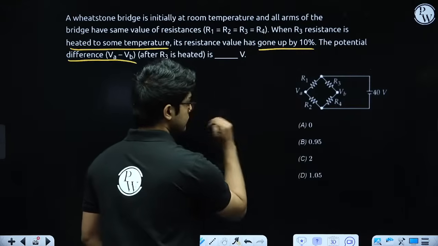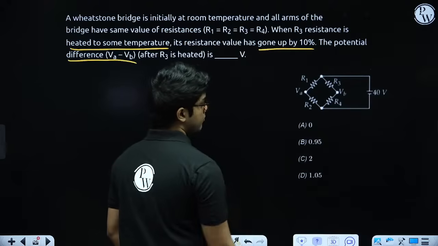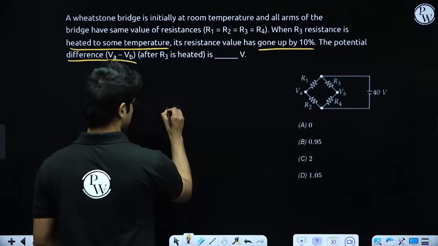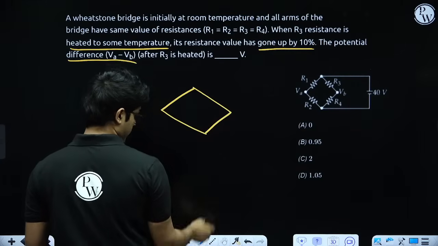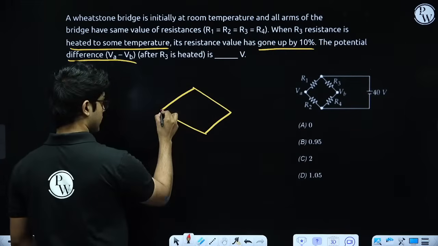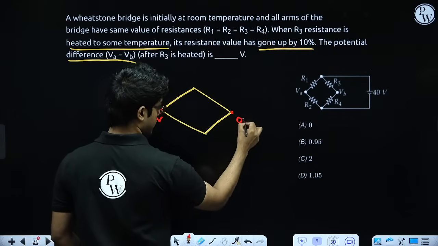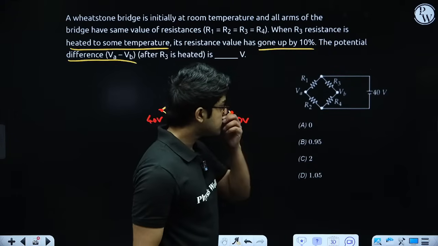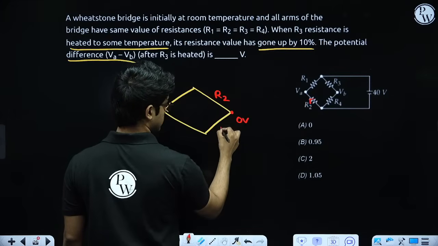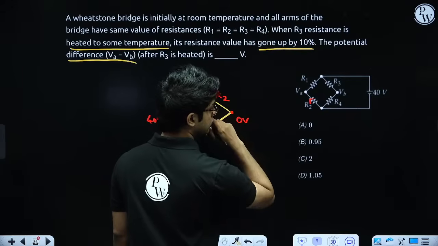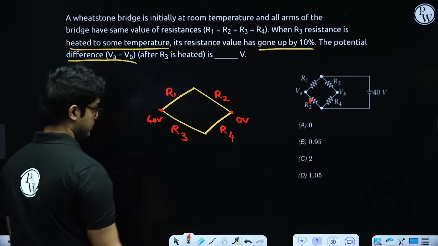So we can draw a slightly different diagram. This is a 40 volt battery. So the situation looks like this. We can assign this node a potential of, let's say, 40, and this node a potential of 0 volt. Then we have R2 and R4 here, and on the other side we have R1 and R3. So this is the circuit.